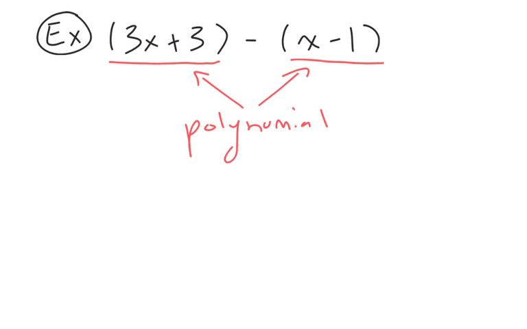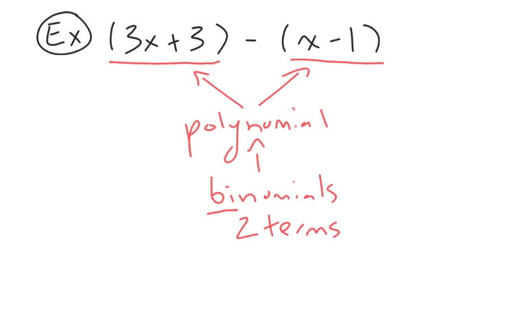Now, more specifically, these are both binomials since they contain two terms. As we've discussed before, the prefix bi represents two, just like a bicycle has two wheels.